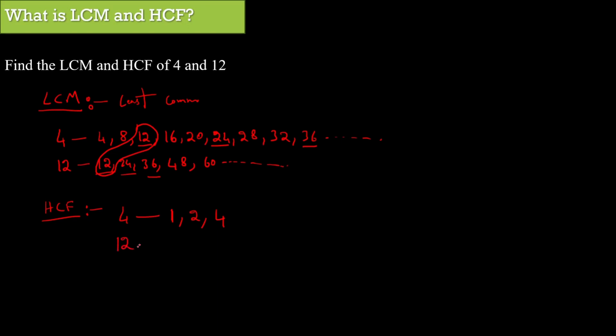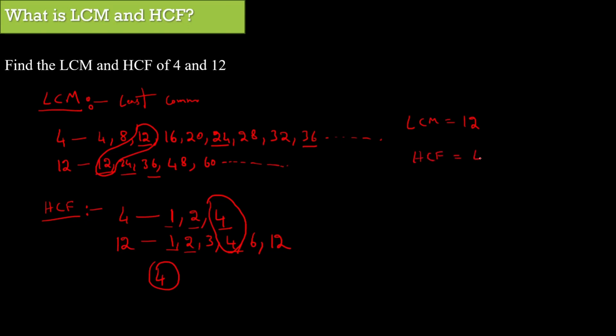So what are the factors of 12 now? 1, 2, 3 also divides 12, 4, 6 and 12. But if you see, the common factors between 4 and 12 are 1, 2, 4, right? But I want the highest. What is the highest between them? 4. So the HCF of 4 and 12 is 4. Now what is the LCM we got for 4 and 12? 12. And what is the HCF we got? 4. Now remember one point here.